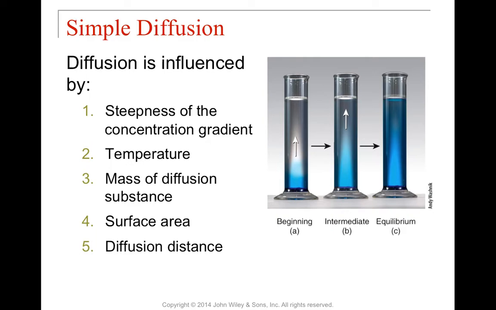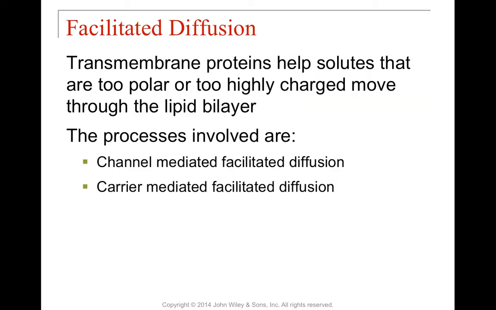And last but not least, the distance across which we have to diffuse. So if this were a much longer tube, it would take a lot longer to reach equilibrium than if it were the size of the tube that it is. All right, so again, diffusion is just when something is going from a high concentration to a low concentration until it reaches equilibrium, and it does that without any sort of energy involved.